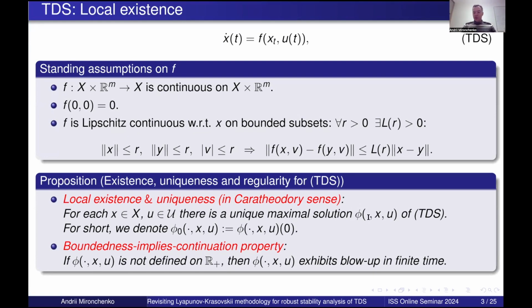So phi is the whole state. This is this continuous function from minus theta to 0. And we would need, in many cases, also the right point of this state, and we denote it by phi 0. Also, in addition to existence and uniqueness, we have so-called boundedness implies continuation properties. Namely, if the solution is not defined on the whole R plus, then it must exhibit blow up in finite time. Okay, so these are the basics.